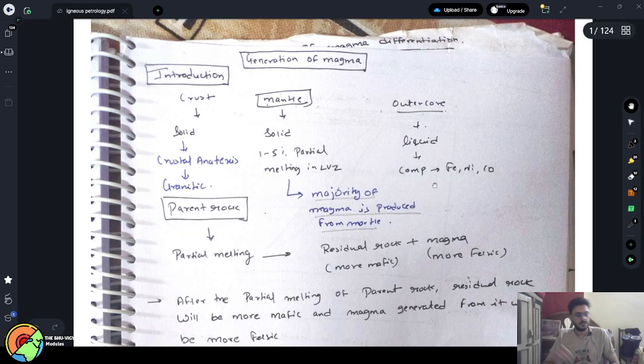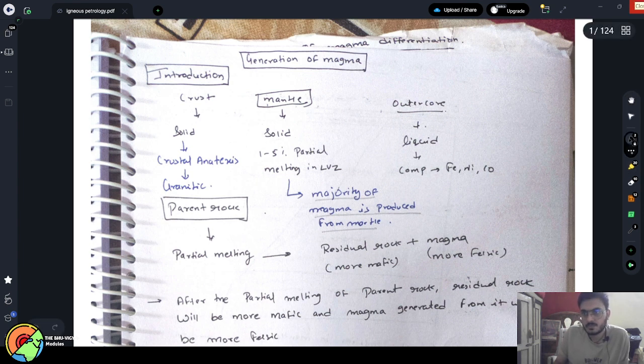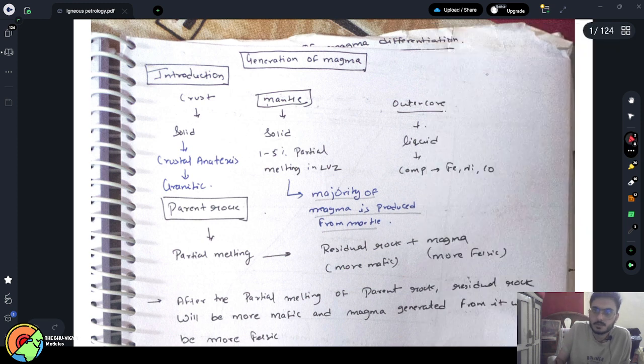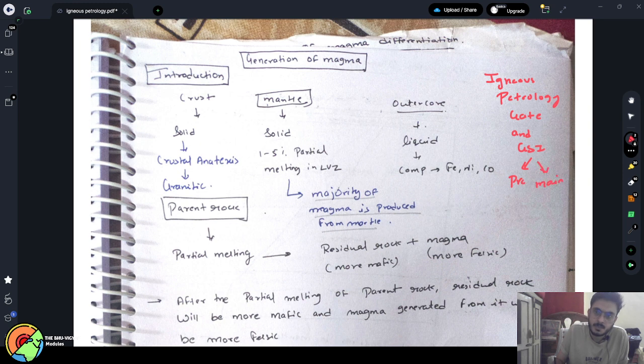So in this class we will start with igneous petrology. It is one of the most important topics, as we all know. Igneous petrology we will cover for GATE and GSI. I will cover both for prelims and mains. This is a detailed lecture on this. We'll start with the first topic, that is generation of magma. So how is magma generated?